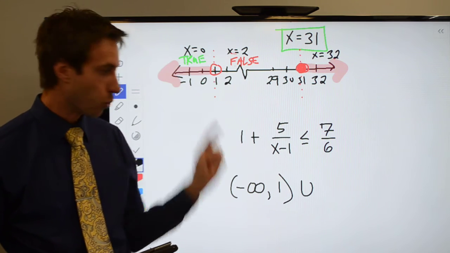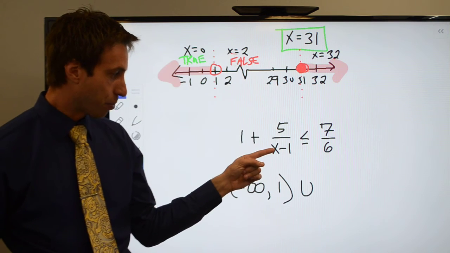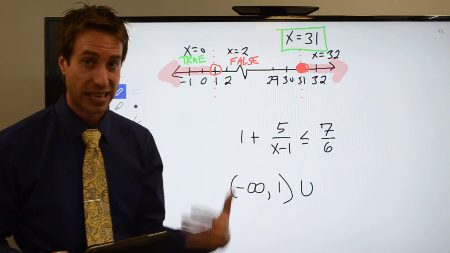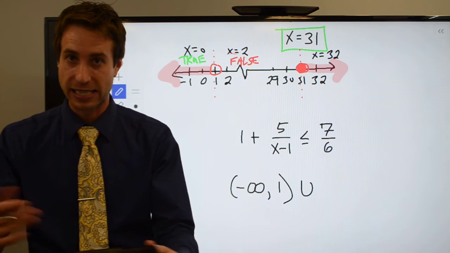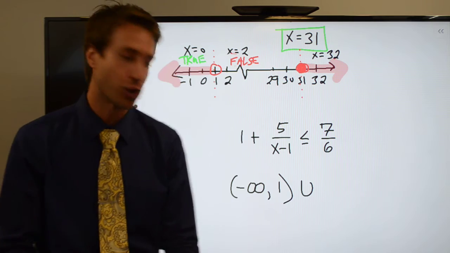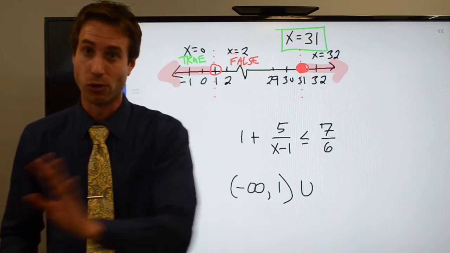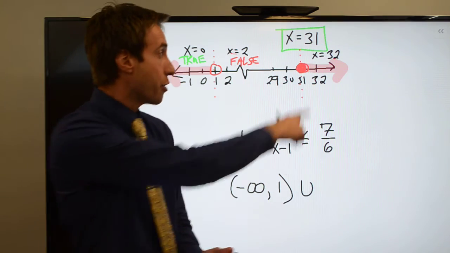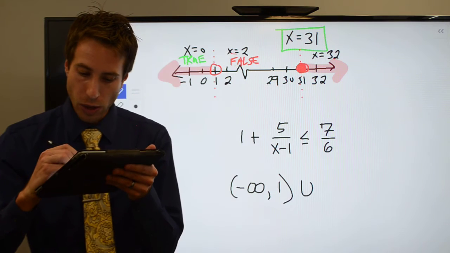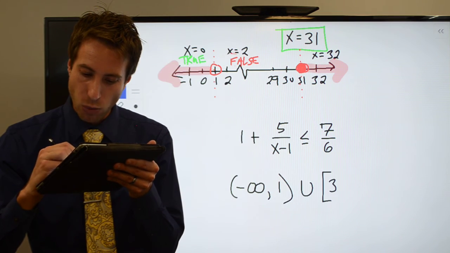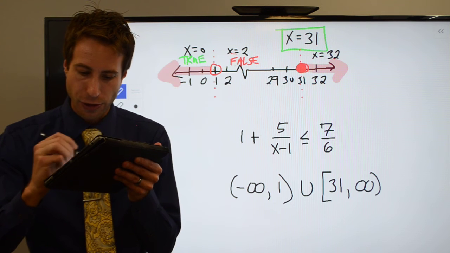If you put a bracket around 1, that means 1 is included. But if you plug a 1 in here, 1 minus 1 is 0, and you can't divide by 0. So that's why 1 has to be excluded. It's not part of the solution region. So use a parenthesis to tell you you can't use 1. You can use anything less than 1, but not 1. However, 31 is a closed circle. It is included because it's less than or equal to, so we use a bracket. You can use 31 or anything bigger than 31.